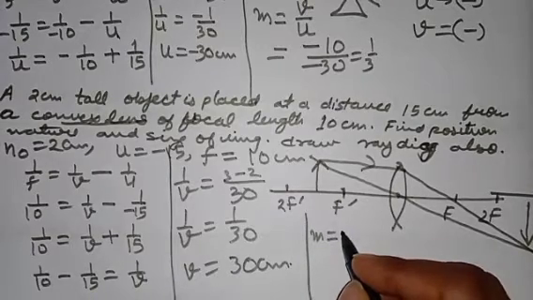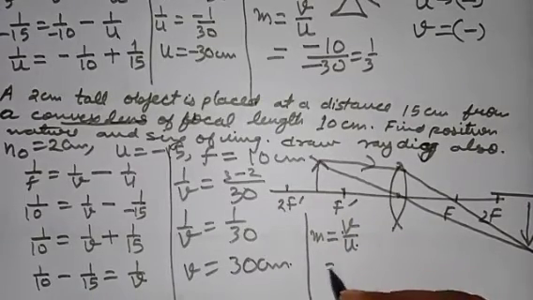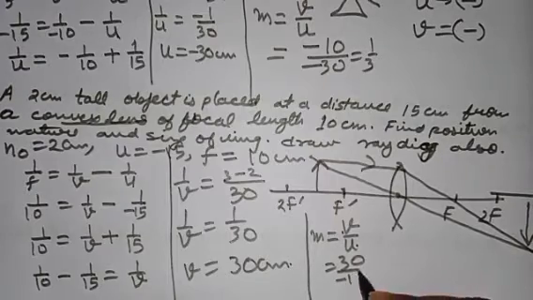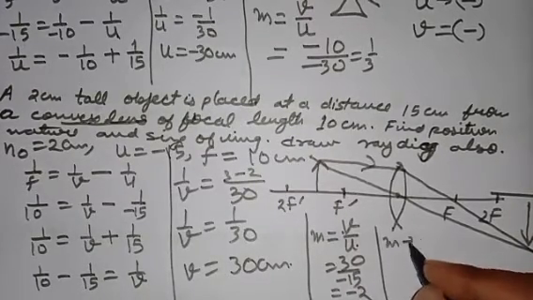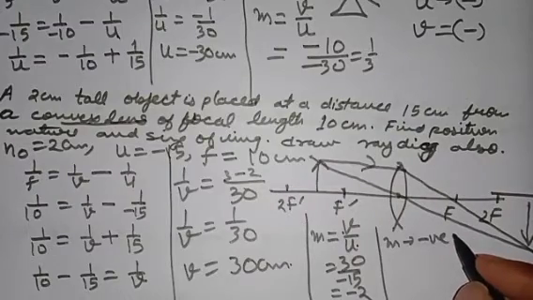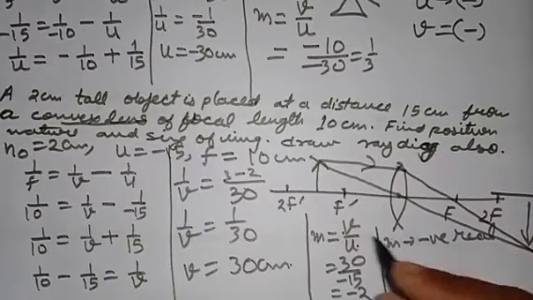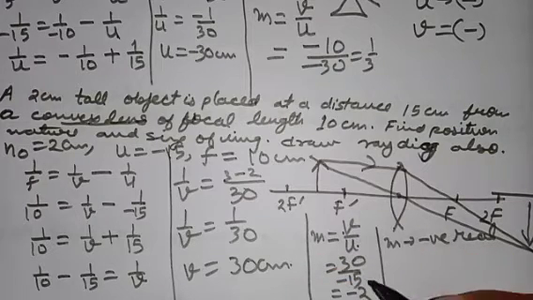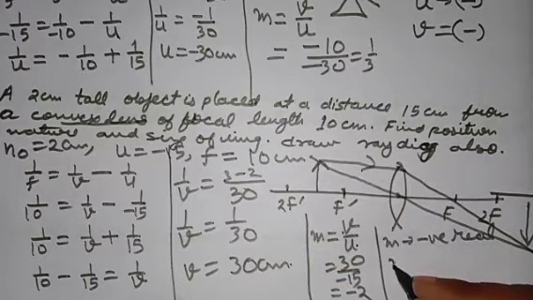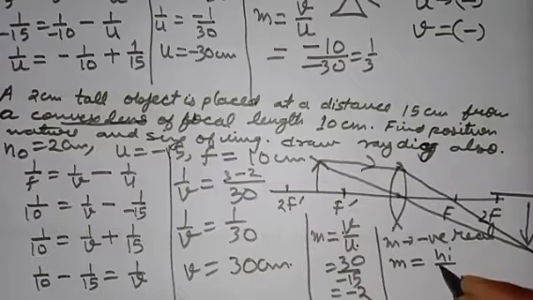m equal to v upon u. v is 30, u is minus 15. So the answer is minus 2. m is negative, so it is real. And size of image, we can say it is larger because it is greater than 1, but we can also calculate it. m is h_i upon h_o. m is minus 2, h_i we have to find, h_o.